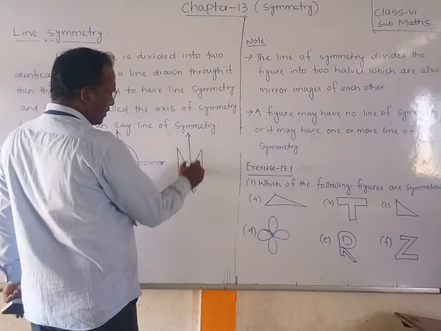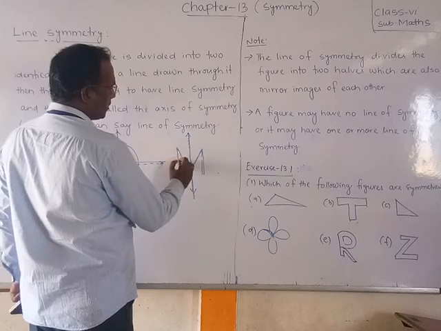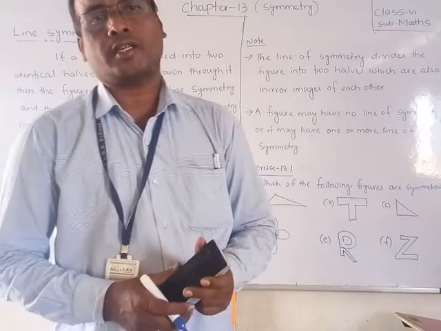If I draw that one line here in the middle, then this same portion will be like that. So these are the two identical parts, or two identical halves. Okay, did you understand about that line of symmetry, friends?